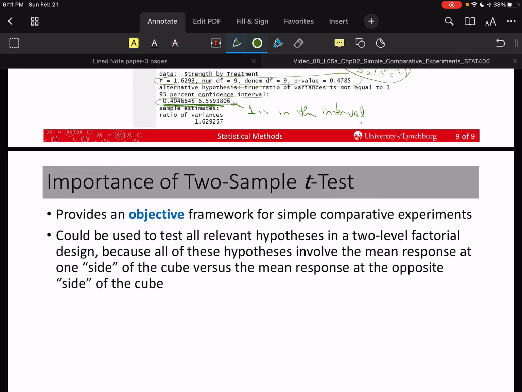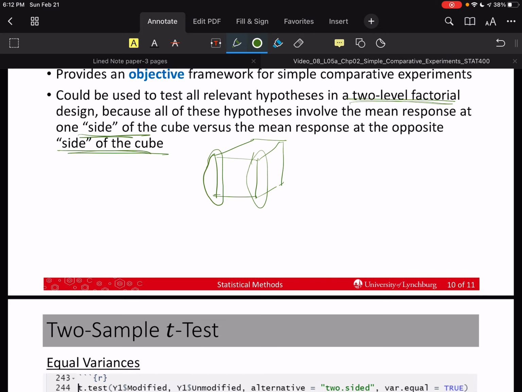And so if you remember back, with one way with 2 levels, all of these hypotheses involve the mean response at one side of the cube versus the mean response at the opposite side of the cube. If you remember, we drew, and I can't draw a cube very well, but we drew a cube and we said that we might have one parameter here and we might have another parameter here that we're testing against. Okay, 2 different levels there.